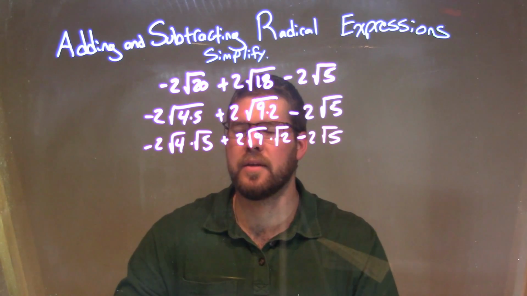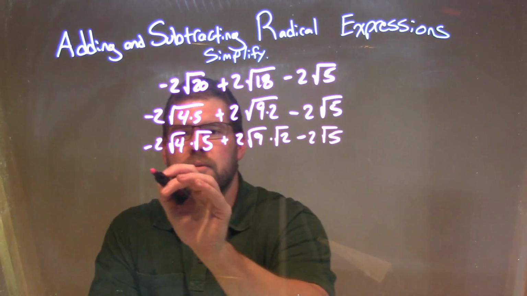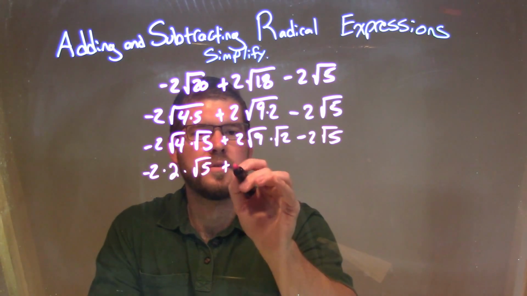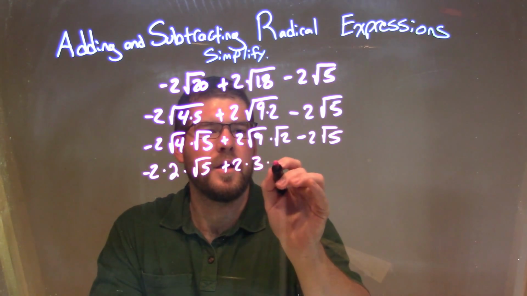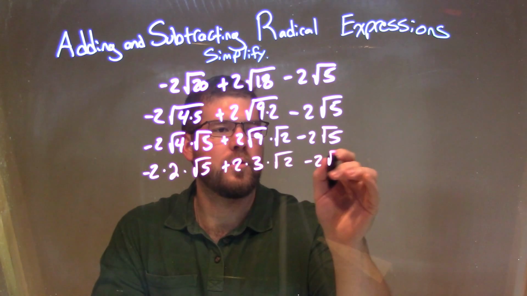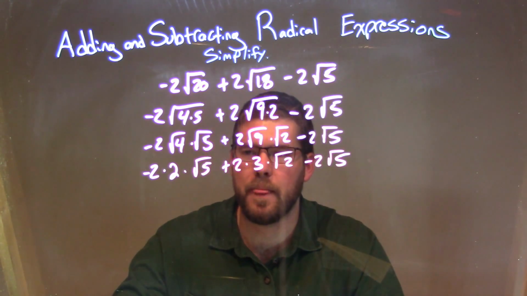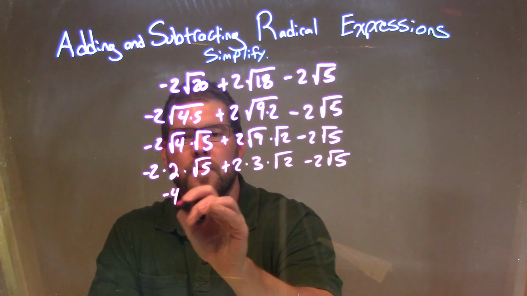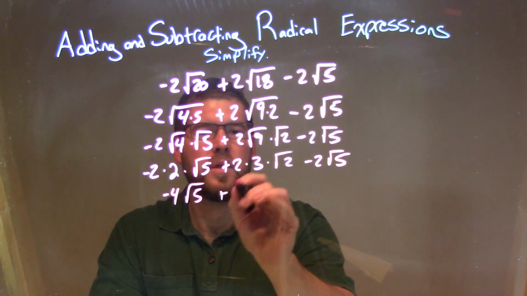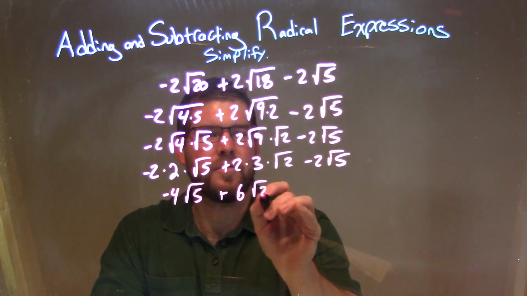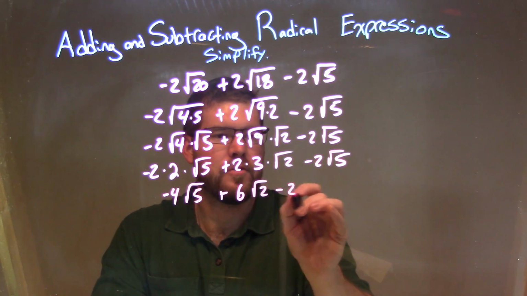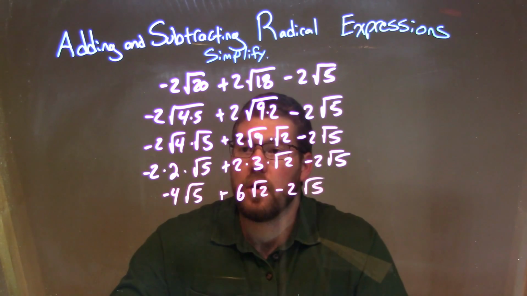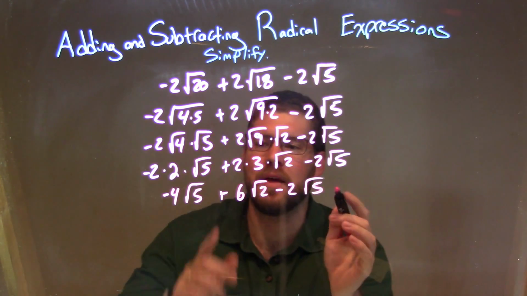So now let's simplify this. Square root of 4 is just a 2, so we have minus 2 times a 2 times the square root of 5, plus 2 times the square root of 9, which is 3, times the square root of 2, minus 2 square root of 5. Alright, so now let's simplify a little more. Negative 2 times 2 is a minus 4, so we have minus 4 square root of 5, plus 2 times 3 is 6 square root of 2, and then we just have a minus 2 square root of 5 over here. Okay.